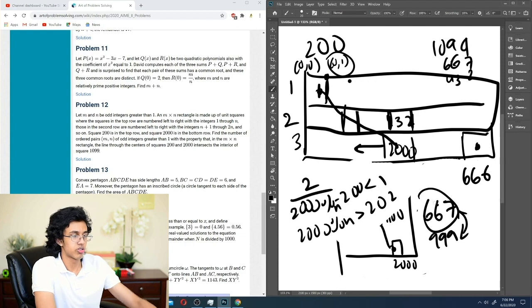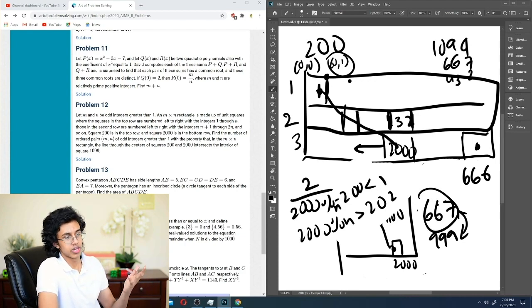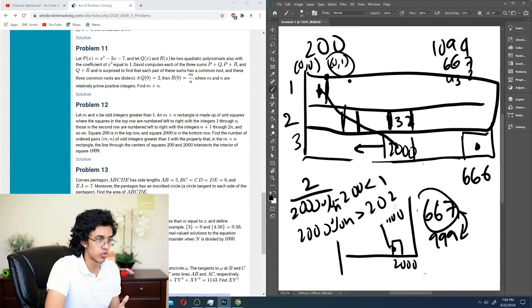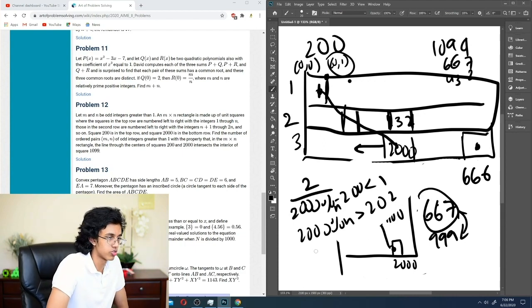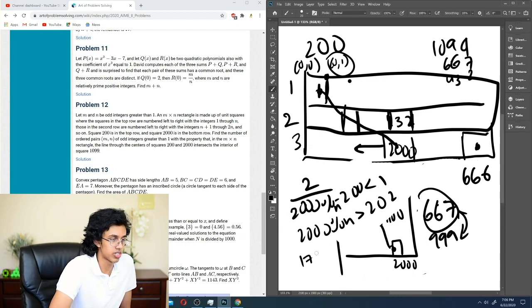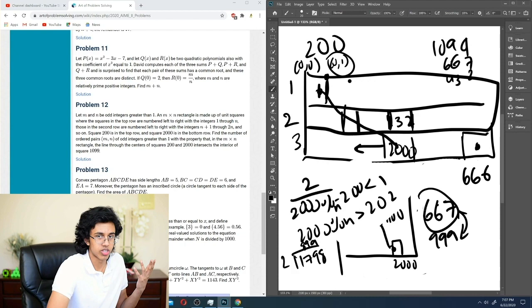So we know that 667 gave a mod of like 666, right? And where do we get to 202? So what's 200 minus 202? That would be 1798, and then divide that by 2. Yeah, divide that by 2, and you basically get 899. So 899 will not work because then the slope is 1, so it doesn't pass through the interior of the square. So anything from 667 to 897 will work.